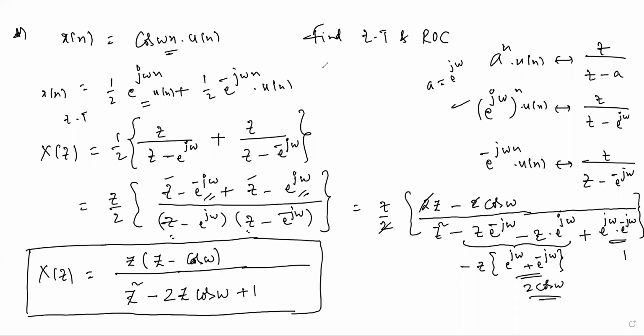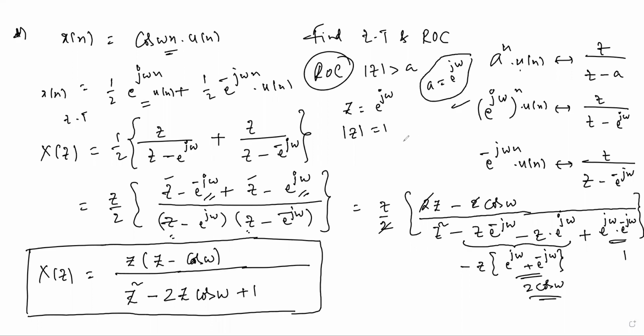What is the ROC? Here for this function ROC is mod z greater than a. If z is e to the power of j omega, then mod z is 1, right? That means, observe here, a value e to the power of j omega. We should write mod z greater than a. That means we should write mod z greater than e to the power of j omega.